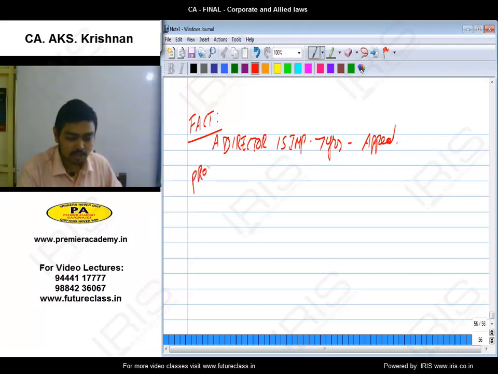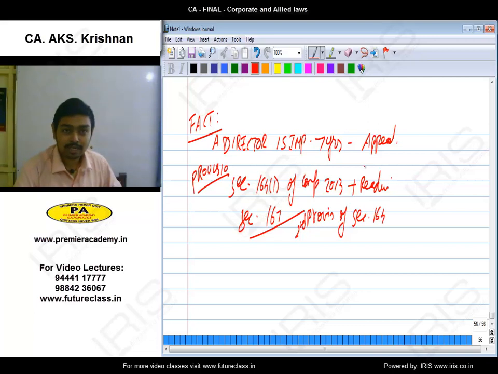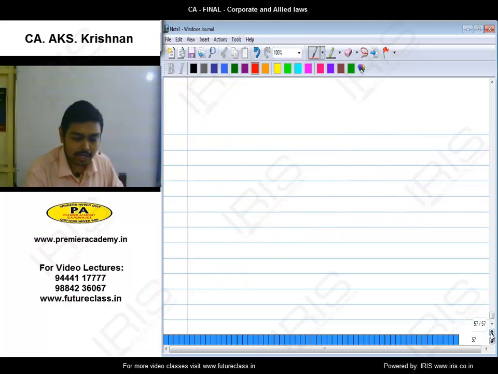Then provisions. Section 164 subsection 1 of the Companies Act 2013 read with section 167, along with the second proviso of section 164. The second proviso is the proviso for appeals. Then the explanation to the proviso. In the explanation to the proviso, what do you have to write?